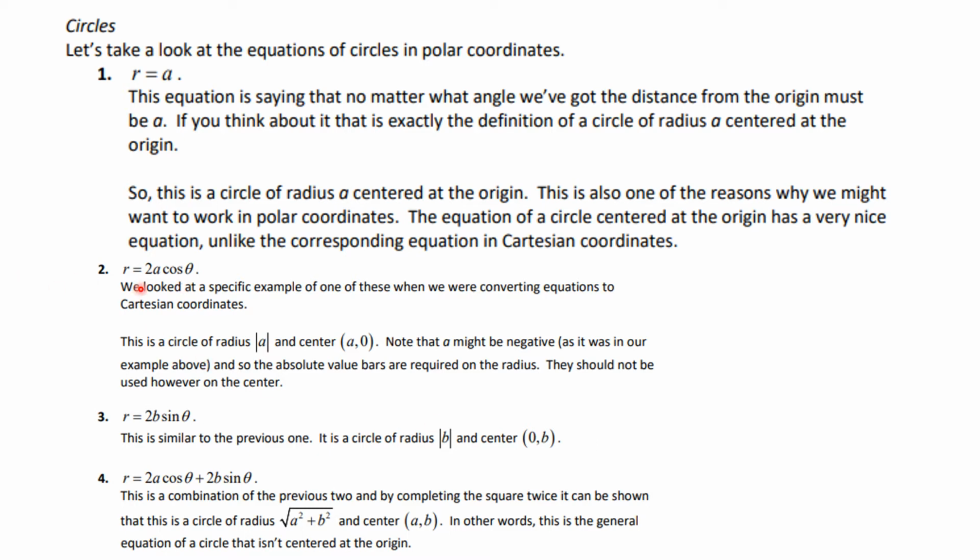This one's centered on the x-axis. And if we have this one, and you might have to think about this for a while, this is a combination of 2a cosine theta and 2b sine theta. If you complete the square twice, you can show, and that's actually a good exercise for you to try, that this is a circle of radius the square root of a squared plus b squared, and center (a, b). In other words, this is the general equation of a circle that isn't centered at the origin.